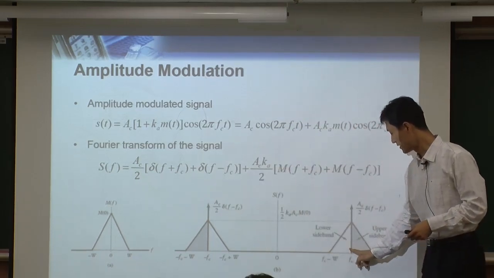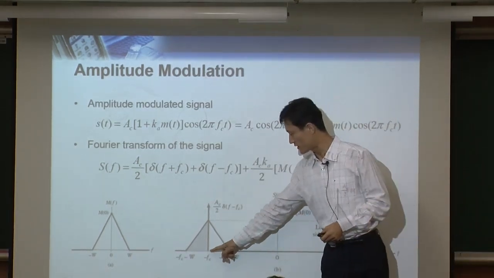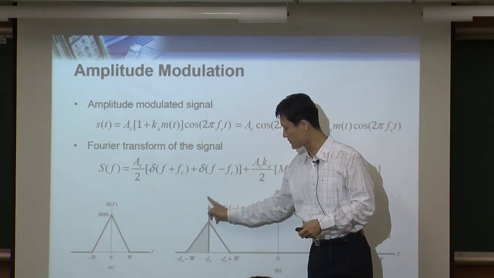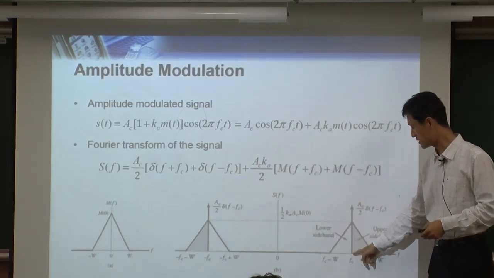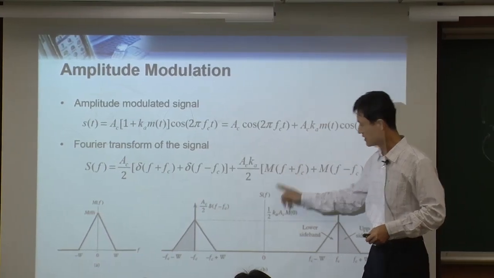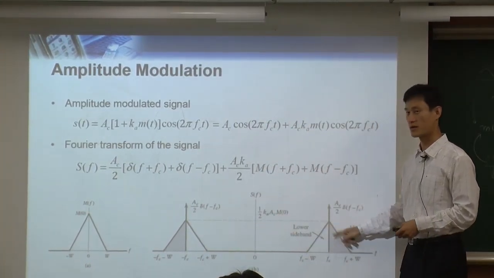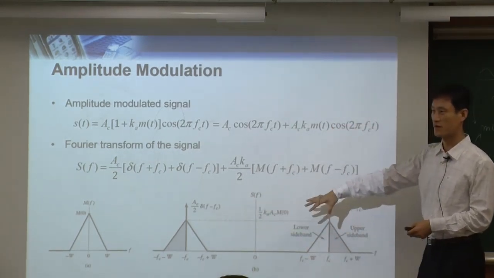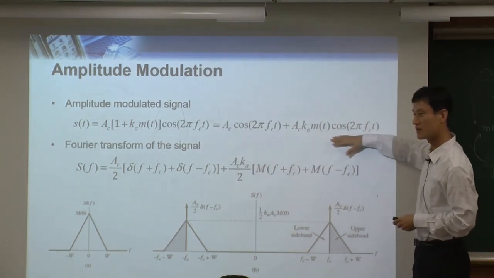So now we have one direct delta here, which is at Fc, and another delta here, at minus Fc. So this term goes here as delta, and this one now appears here as a delta. This term, M(f) plus Fc, is this triangle, and this is this triangle. So we have four terms, and we have four pictures, four of them. So this is the whole picture of this signal in the frequency domain.